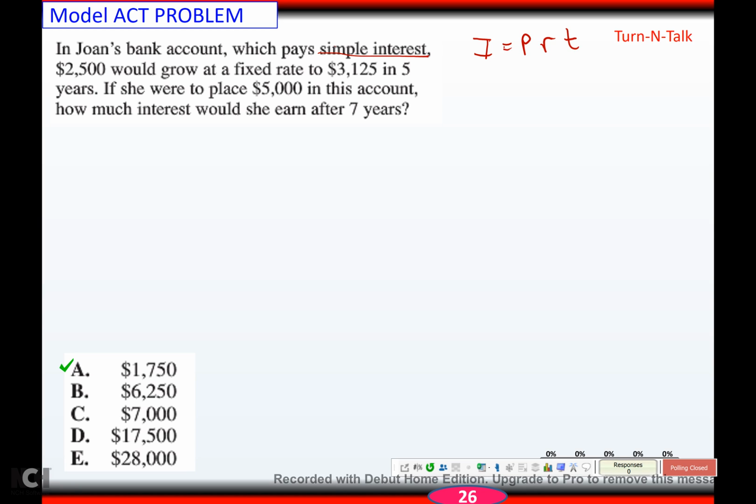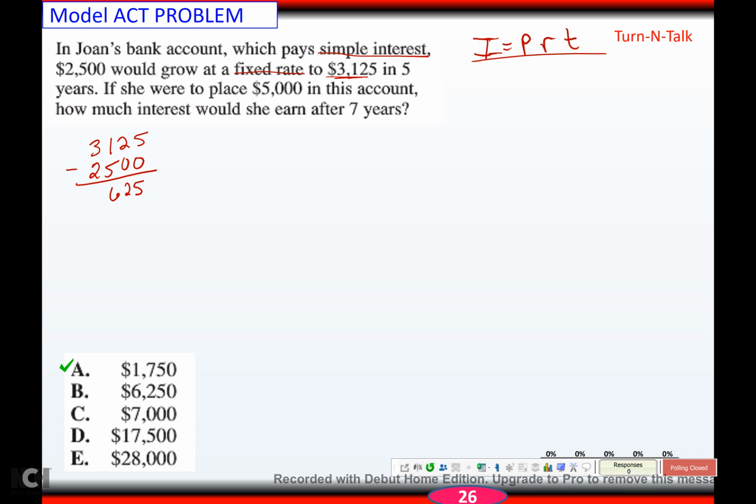Well, first of all, we've got to figure out what this fixed rate is, so that we can figure out how much we would earn after 7 years. Okay, well, it says that she started with $2,500 and it grew to $3,125. So to figure out what I is, again, I stands for the interest earned. Okay, that's $3,125 isn't the interest earned. To get the interest earned, you've got to subtract what you put in. And when I subtract those, I get $625.